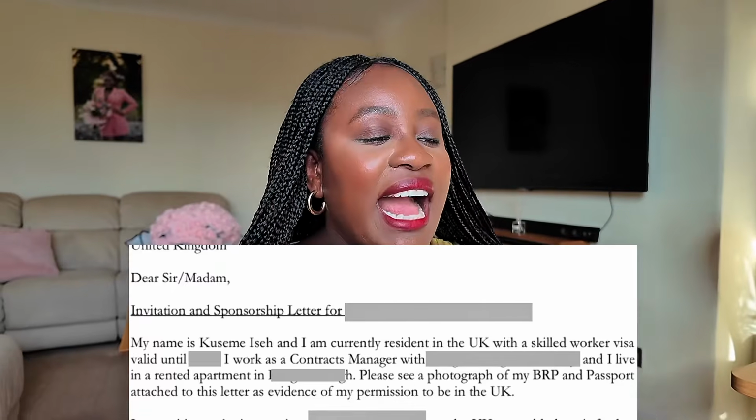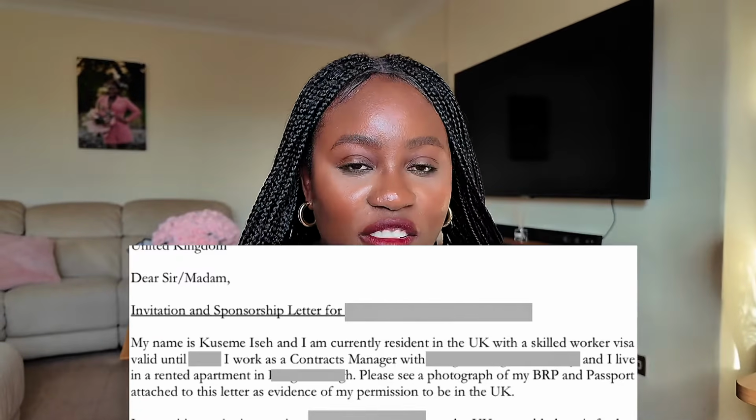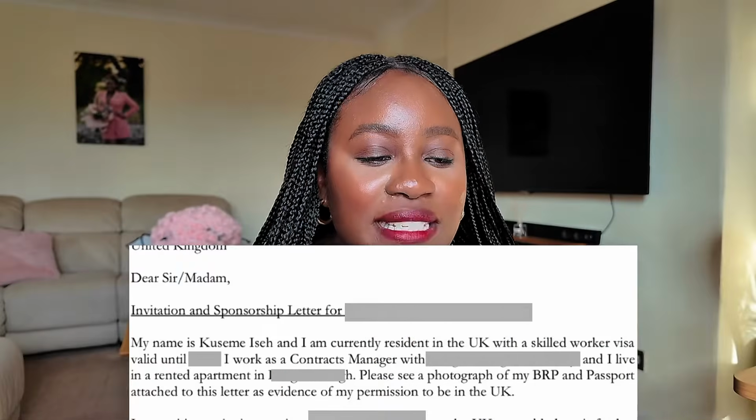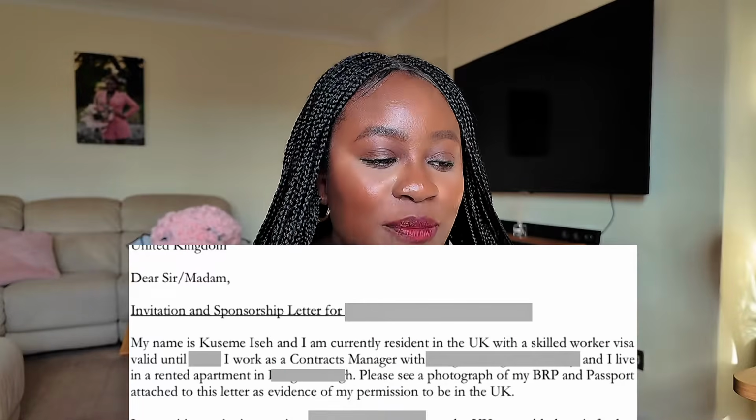I work as a contracts manager at my employer and I live in a rented apartment in Loughborough. If you've bought your house, you say I live in a mortgage apartment or whatever. I just wanted to say I live in a rented apartment, okay? Please see photographs of my BRP and passport attached to this letter as evidence of my permission to be in the UK.